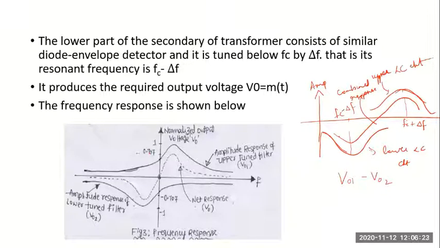So you can see the same diagram here. Amplitude response of the lower tuned filter, amplitude response of the upper tuned filter, and the net response of both combined together. So what are we trying to achieve in this range? Can you tell me what improvements are we going to get when compared to a single slope detector? The combined response surely has a higher linear range when compared to a single slope circuit.